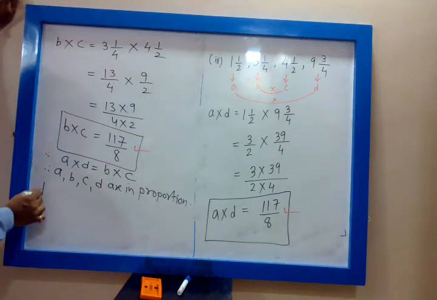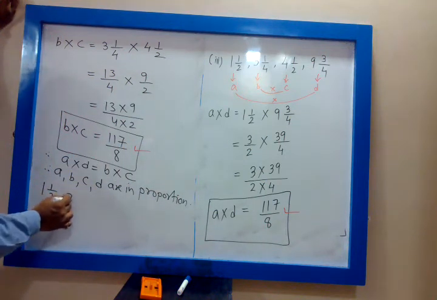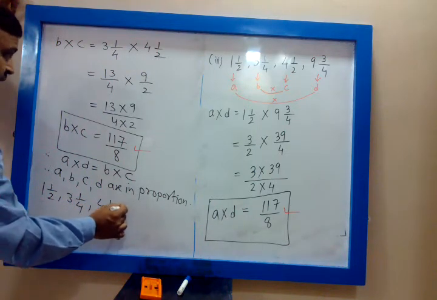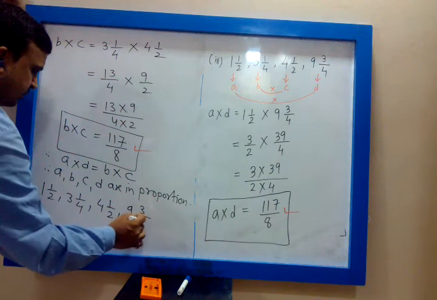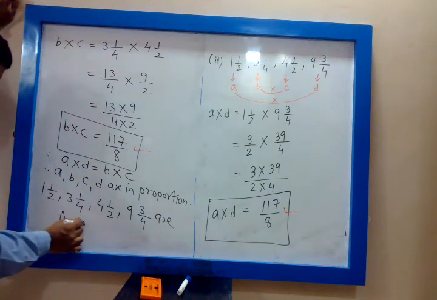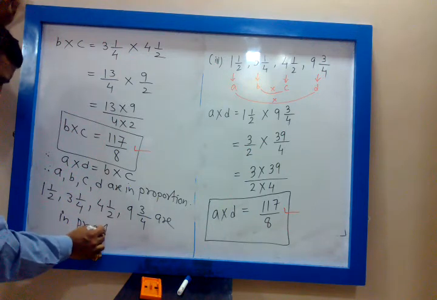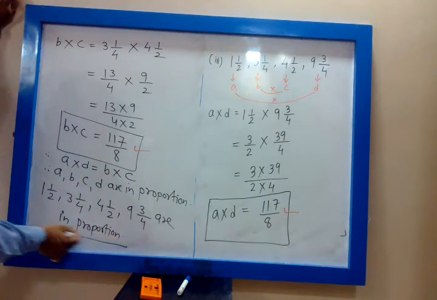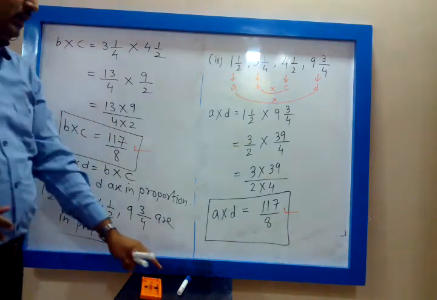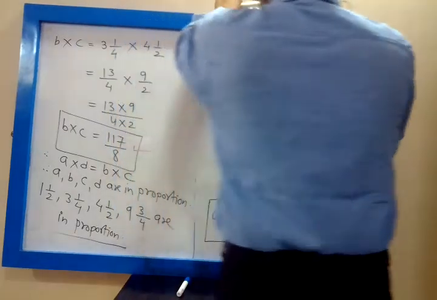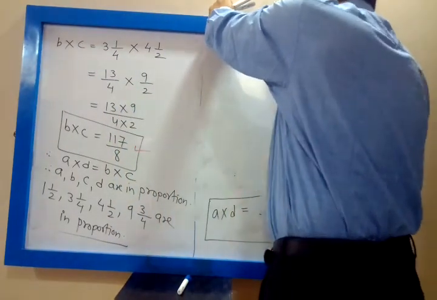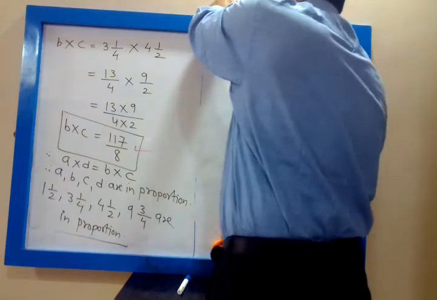So we write 1 is to 1 by 2, 3 is to 1 by 4, 4 is to 1 by 2, 9 is to 3 by 4 are in proportion. Yes, anybody has any doubt? Yes, very good. So to check whether the given numbers are in proportion, you have to check whether the product of extreme is equal to product of means. If product of extreme is equal to product of means, then the numbers are in proportion.